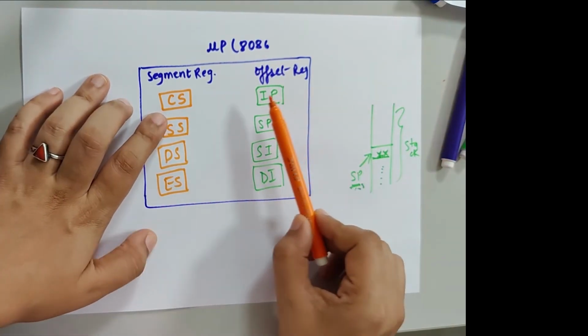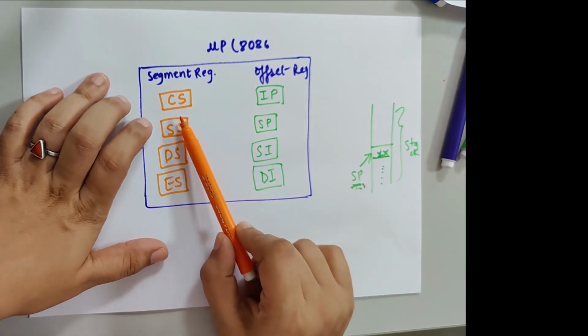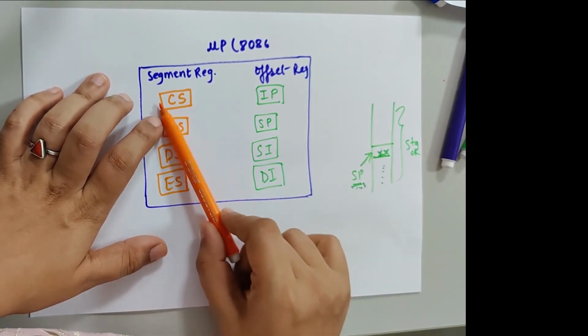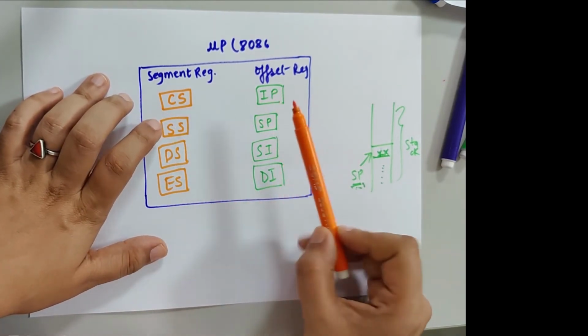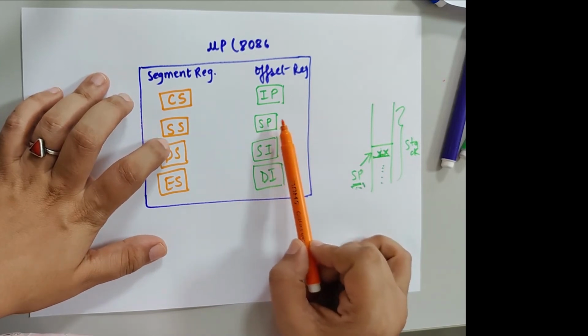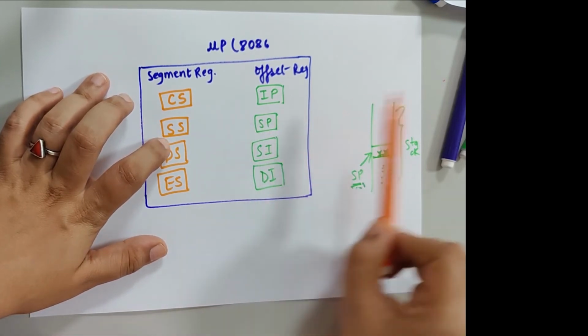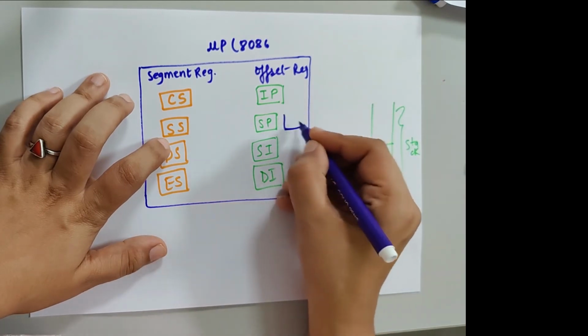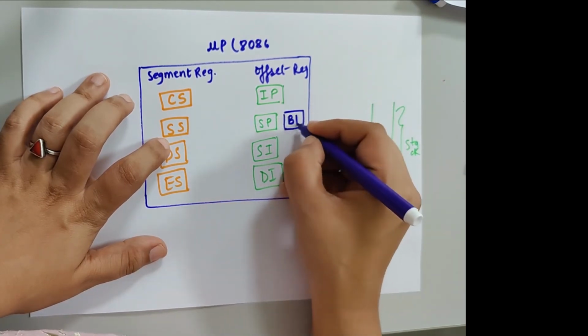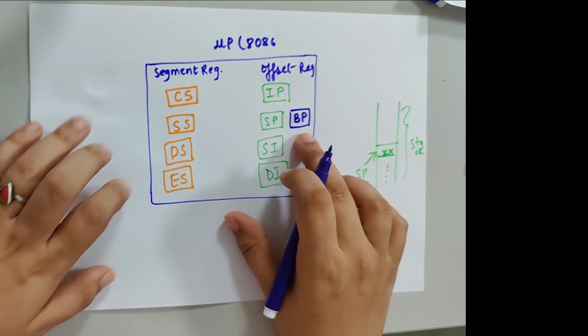Okay. So for every segment we have one segment register and one offset register, but for the stack segment we have another offset register, that is BP. And why do we have it? Let's see with the help of an example.